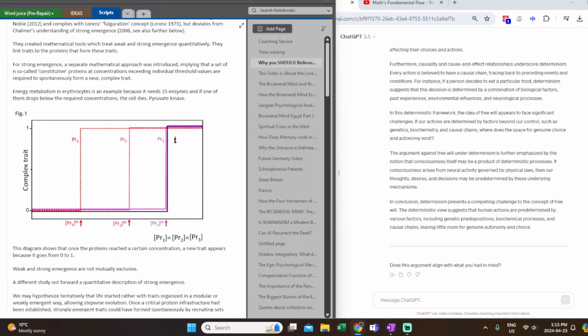I see that there's a comment. I missed the beginning. What's the difference between strong and weak? Yeah, okay, let me reiterate this again.